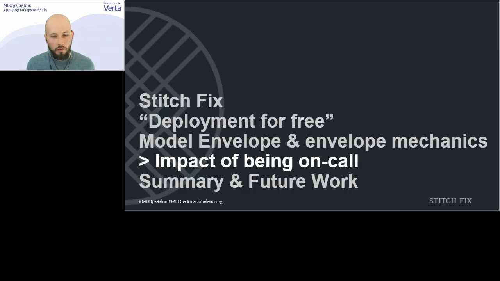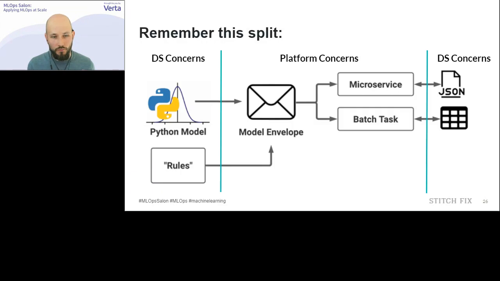So what's the impact of being on call? Remember the split from before: the data scientists are just concerned with the model and providing rules to know what to deploy. Platform is concerned with the model envelope and creating the code for the microservices and the batch tasks. Then the data scientists take over actually exercising the batch task or the microservice. So my team is on call for the code that is auto-generated.